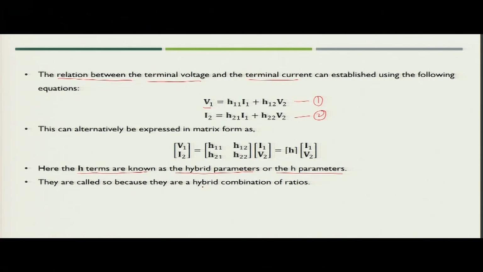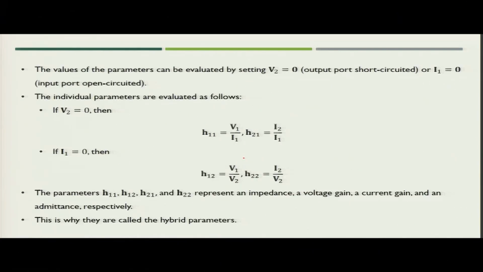So, why are they called hybrid? Because in this case we have a combination of ratios. If you see H11, it has a relationship between V1 and I1, while H12 has a relationship between V1 and V2. When you see these two equations, you will come to know that there is no uniformity in the parameters. These are the hybrid kind of parameters which we have in case of H parameters.